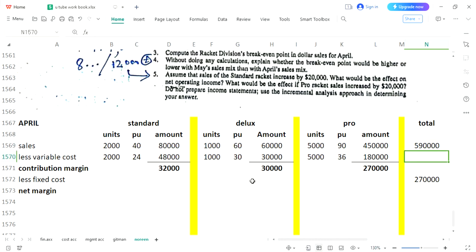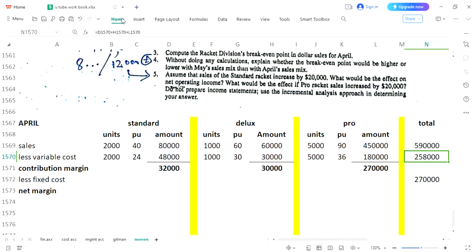Similar way, we will be calculating variable cost. Total variable cost will be calculated by adding individual variable cost of all products. So first variable cost for the standard 48,000, then you will add individual variable cost of deluxe, then you will add individual variable cost of Pro. In this way, total variable cost would be calculated.